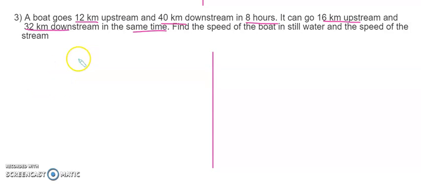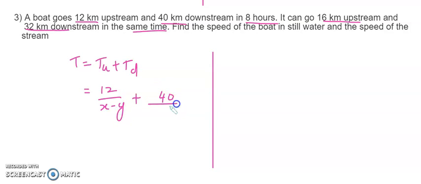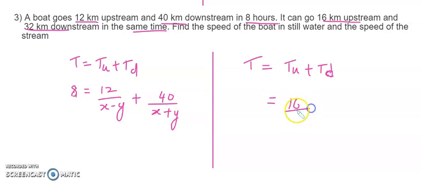That is the time taken, tu plus td, right? That will be equals to 12 divided by x minus y plus 40 divided by x plus y. Total time taken 8 hours, right? Okay, and here total time tu plus td. Upstream the distance covered is 16 kilometers, right? And downstream the distance covered is 32 kilometers. Total time is same. Same means 8 hours, right?